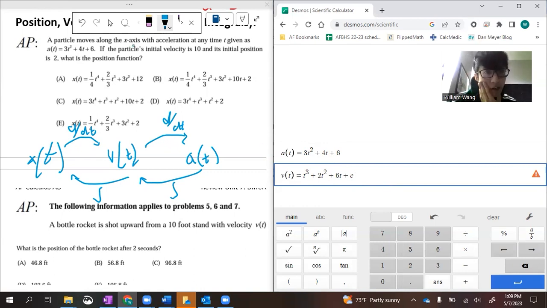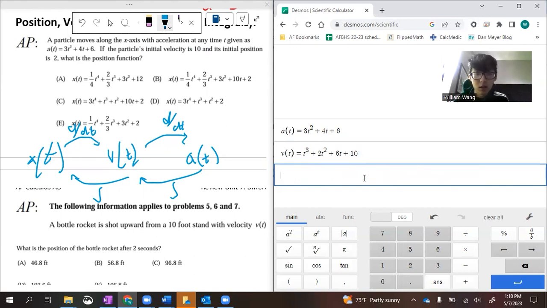All right, what else do I know? I know that the particle's initial velocity is 10. So when I plug in 0 for t, v of 0, because that's the initial velocity, at time equals 0, I should get 10 for c. So t is 0, t here is 0, t here again is 0. If all these are 0, and this is supposed to equal 10, then c must be equal to 10. All right, hopefully that makes sense.